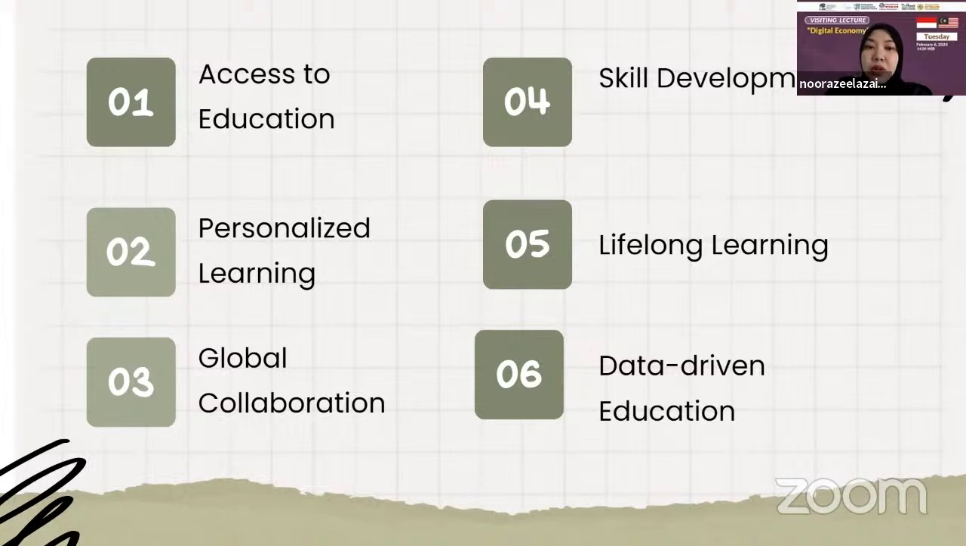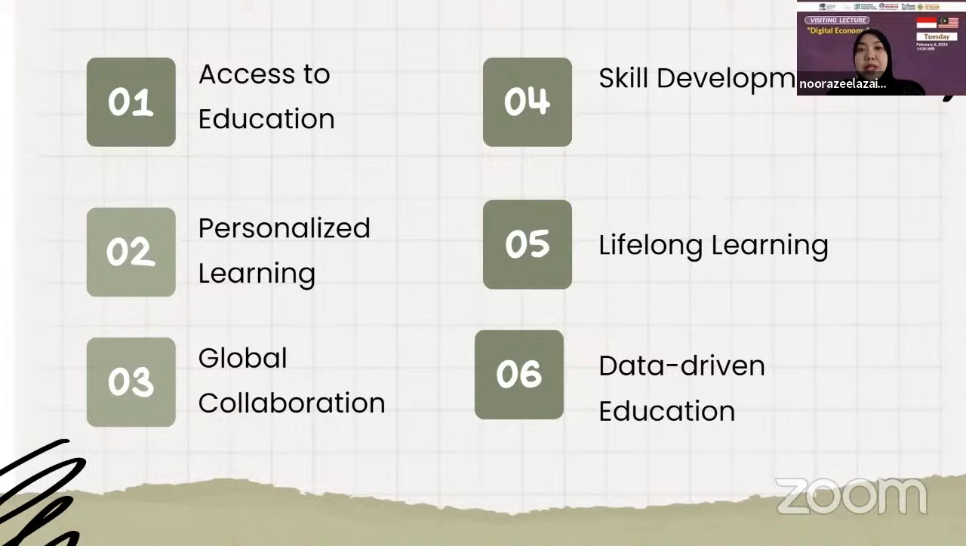And then we have global collaboration. So the digital economy facilitates global collaboration and knowledge sharing among students, educators, and researchers. Online forums, video conferencing, and collaborative platforms enable cross-cultural exchange, joint projects, and interdisciplinary collaboration, enriching the learning experience and fostering a global perspective.